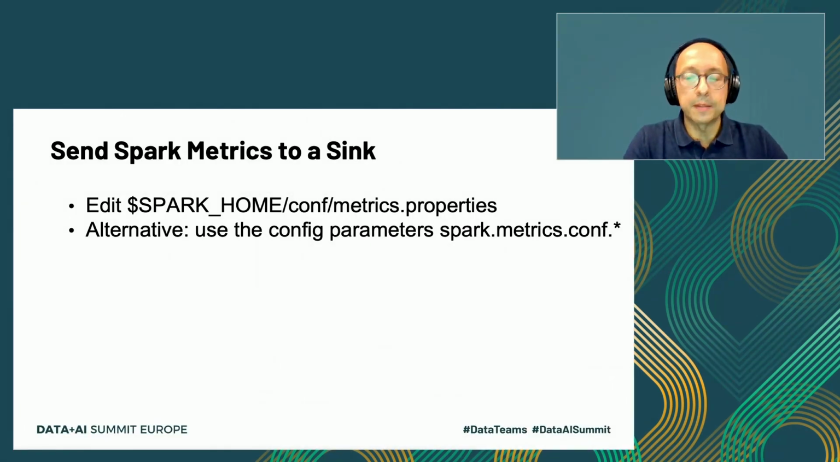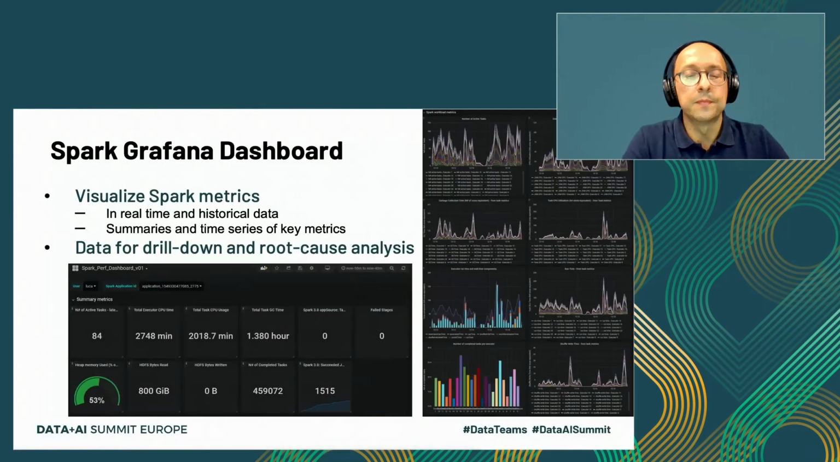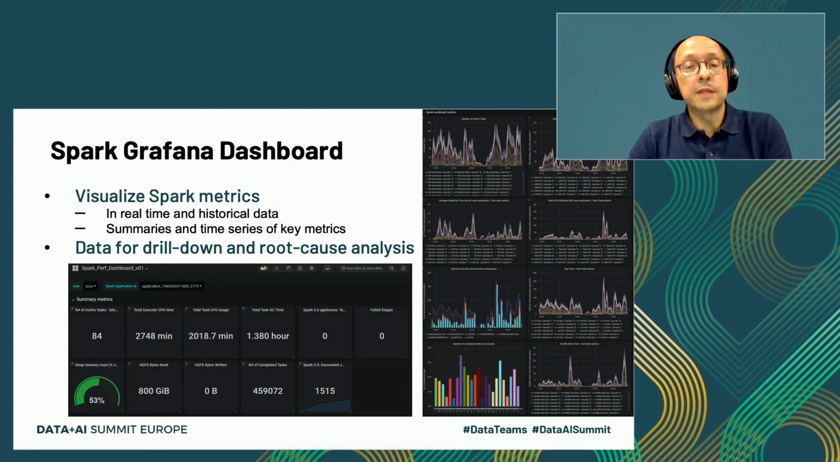To use the Spark metrics system, you can configure it with the metrics properties file or with several configuration parameters with the prefix spark.metrics.conf, as displayed in the slide. This, for example, sinks to a Graphite sink. Then you can use InfluxDB, for example, to run the Graphite sink. Most importantly, these metrics then can be picked up into a Grafana dashboard that gives you a lot of information on the performance and the metrics of your Spark workload.